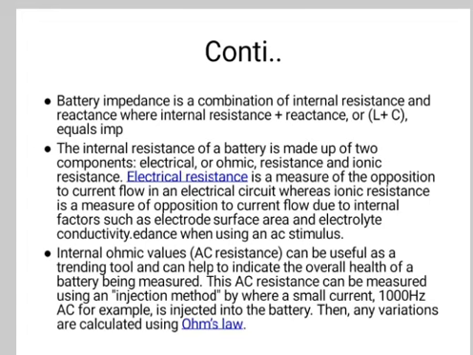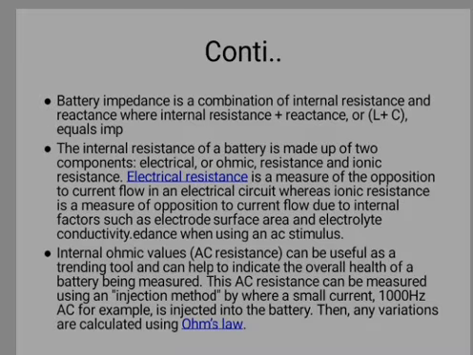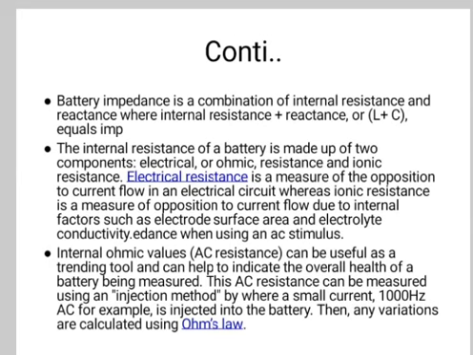The internal ohmic value, that is AC resistance, can be useful as a trending tool, and it can help to indicate the overall health of the battery being measured. This AC resistance can be measured using an injection method, where a small current, say 1000 Hz AC, for example, is injected into the battery, then any variations are calculated using Ohm's law.